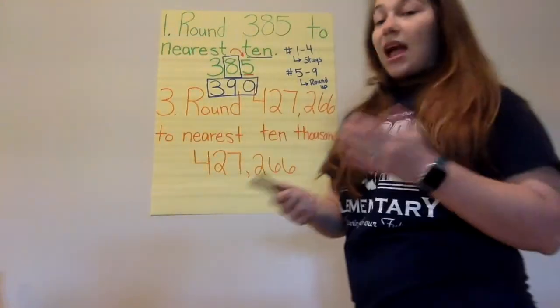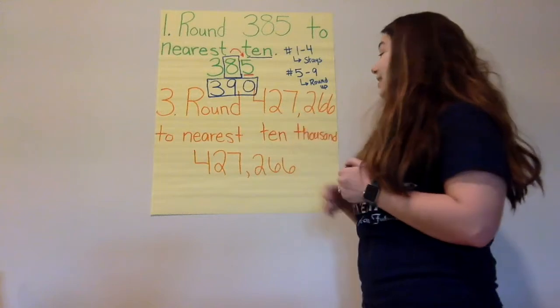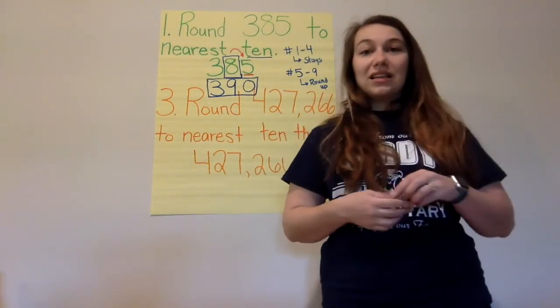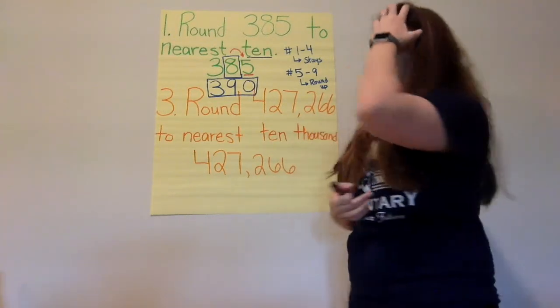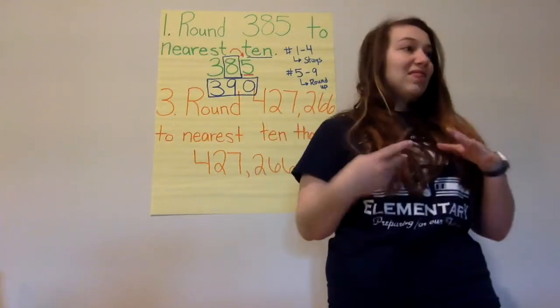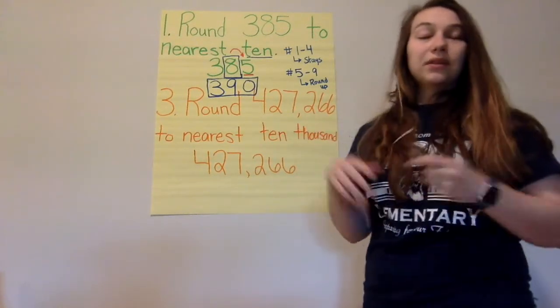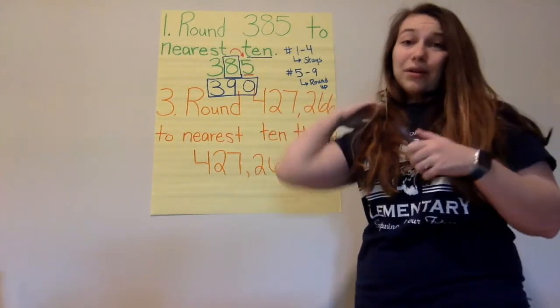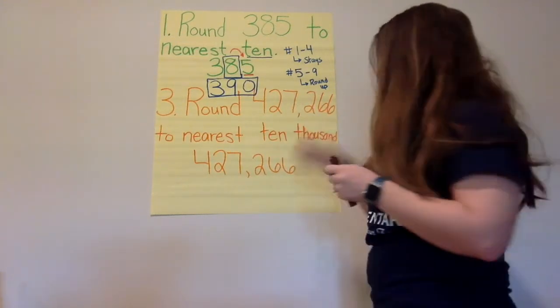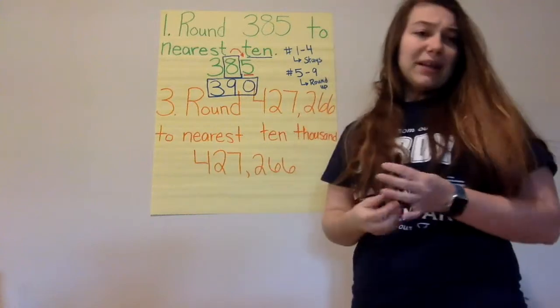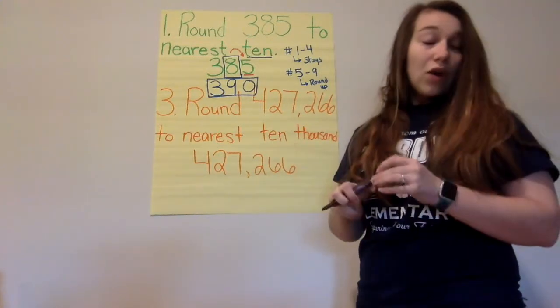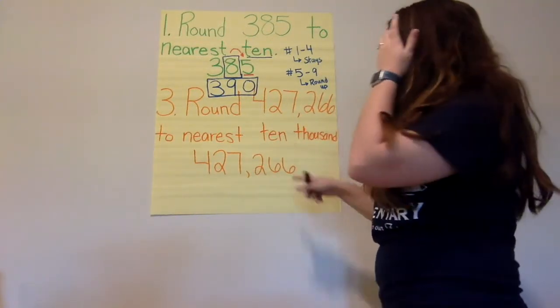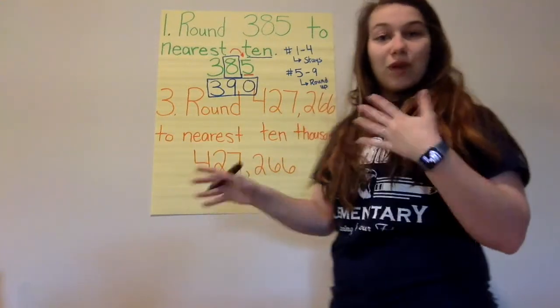All right, and in this case, we are rounding to the nearest 10,000. So it is my job to find where our 10,000s place is. 10,000s is a pretty big number, and sometimes I can't just look at the number and figure out where my 10,000s is. Not yet. So one thing I can do is create a place value chart with my numbers.